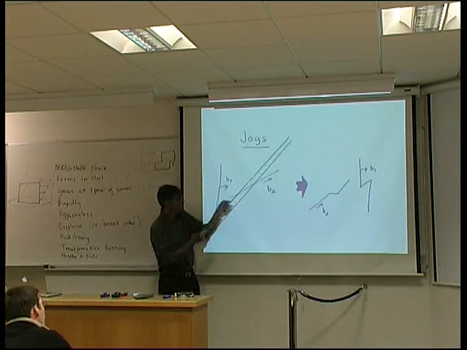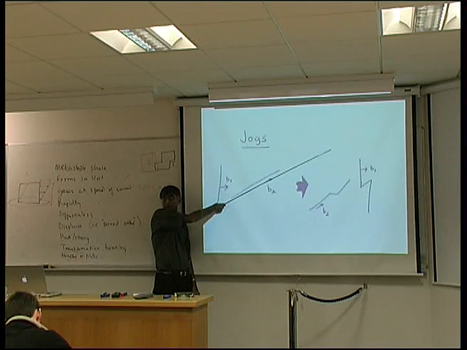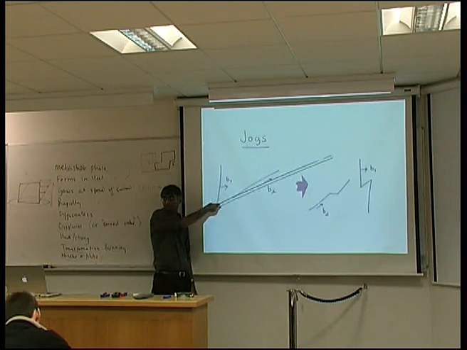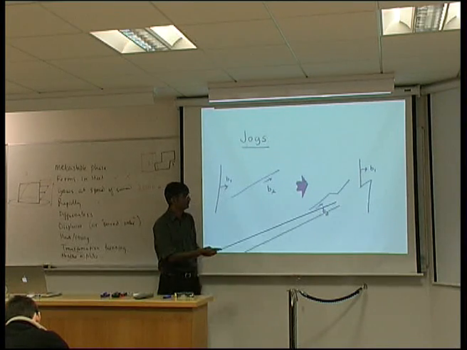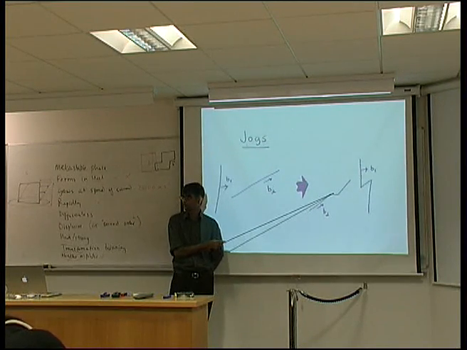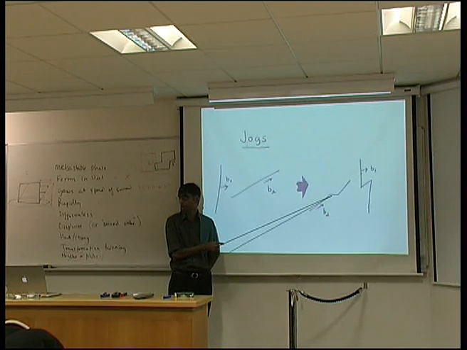Now, notice that this is a screw dislocation. The Burgers vector is parallel to the line vector, right? And therefore, it can glide in many different planes containing this line vector. But once we have a jog, that's no longer true, because we've introduced here an edge component to the dislocation.